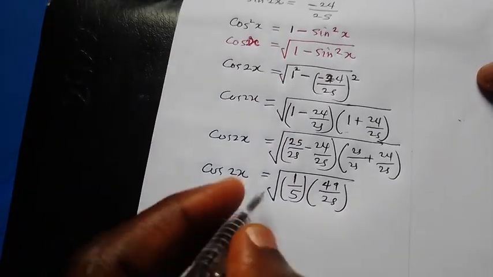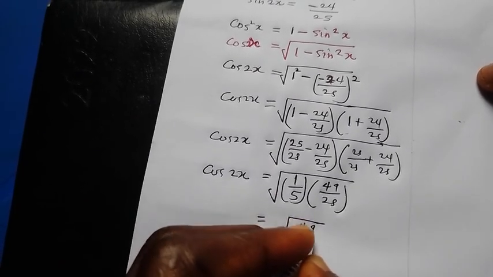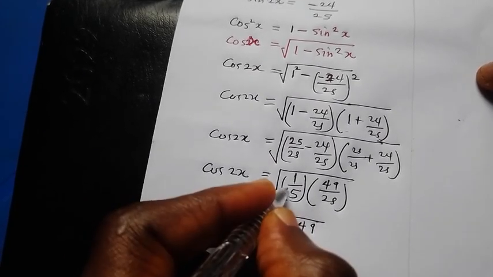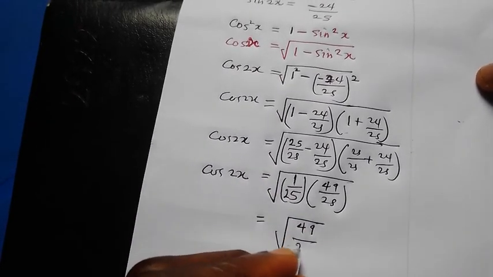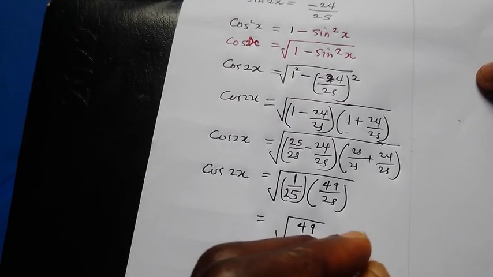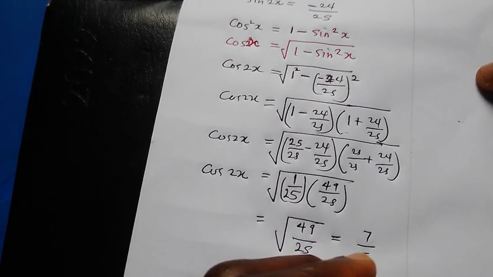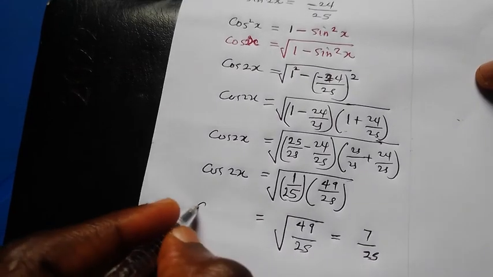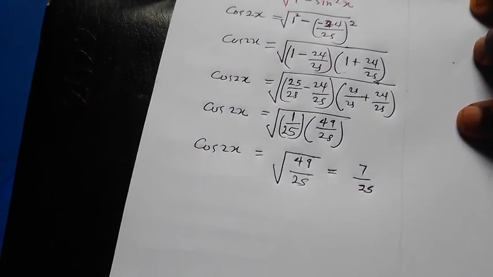So our cos 2x will simply give us the square root of 49 over 25 times 1 over 25, which will eventually give us 7 over 25. Yes, this will give us 7 over 25. So cos 2x is equal to 7 over 25.